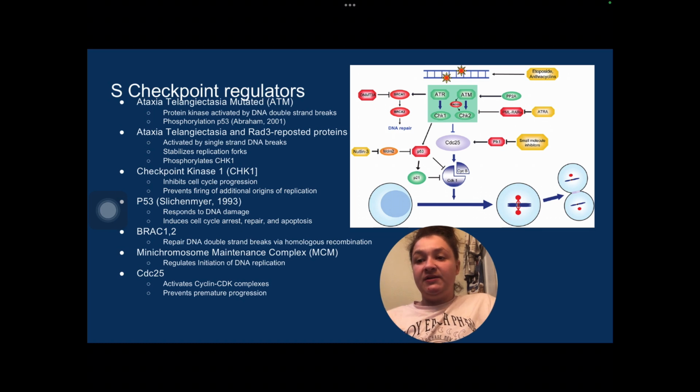CDC25A is a phosphatase that activates CDK2 by removing inhibitory phosphates.